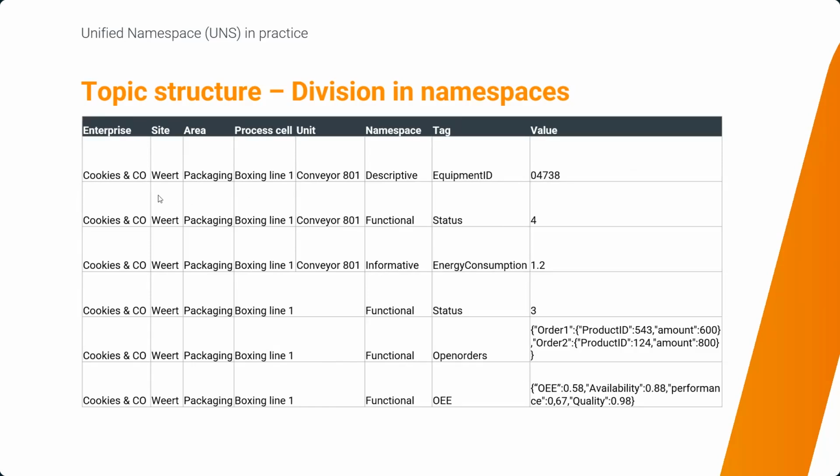So we have a folder called Cookies and Co. In Cookies and Co., we have a folder called Weird. We have a folder called Packaging, Boxing Line 1, Conveyor 801, Descriptive. Then in the descriptive folder, we have a tag called Equipment ID. And the tag has a value.